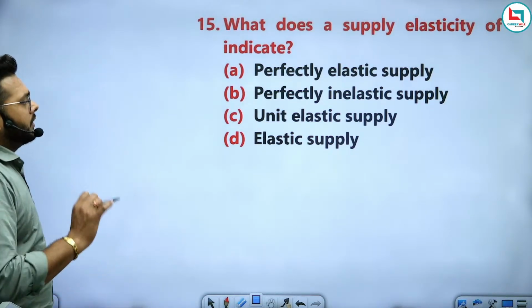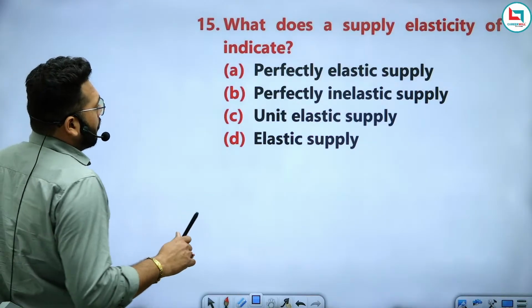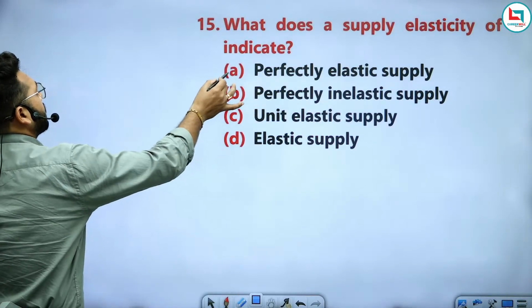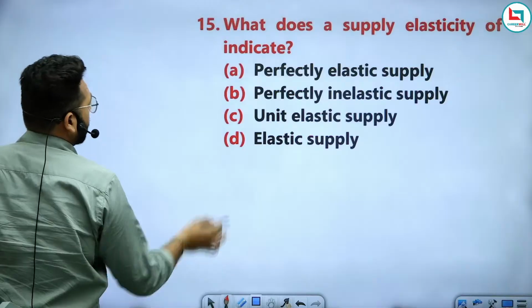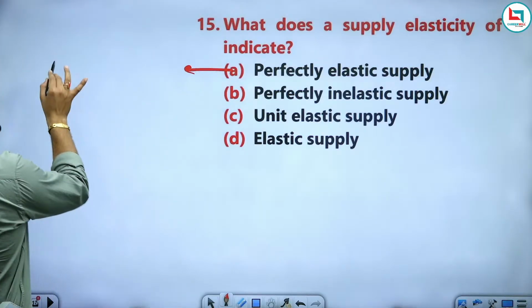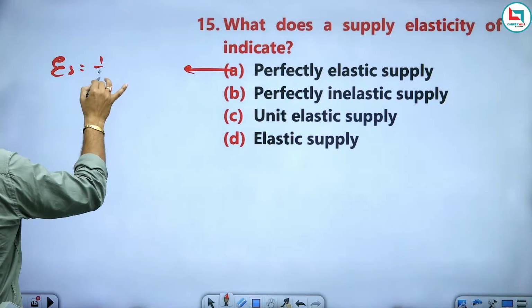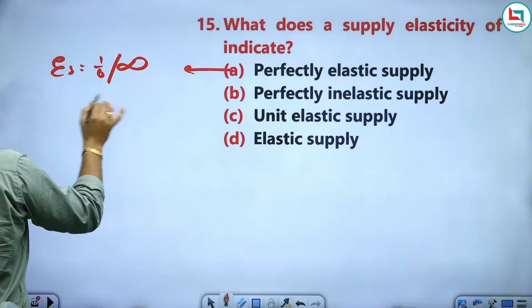You need to understand one thing. What do you mean by perfectly elastic supply? It means a situation when Es is 1 upon 0, or you can say indefinite, or you can say undefined.